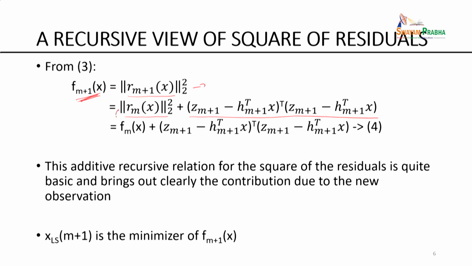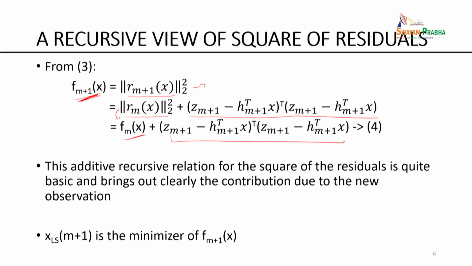And this is equal to f of m. Therefore, I have a recursive formula. The sum of the square residual with the m plus 1 observation is the sum of the square of the residual for m observation plus an increment. That's beautiful. Please understand, x doesn't change. Only the estimate of x changes.